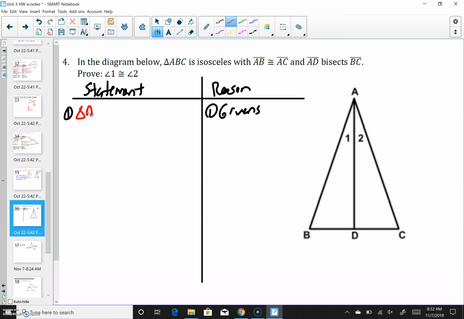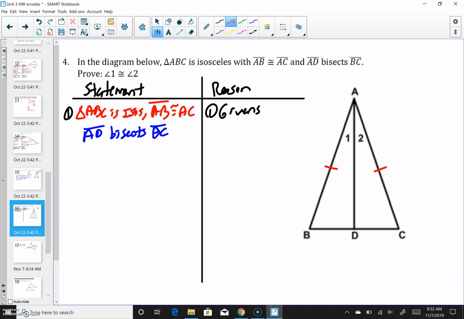So it tells us we have an isosceles triangle, so triangle ABC is isosceles. And then it tells us what the two congruent pieces are, which in this case are AB congruent to AC. Then the other piece of information it gives us is AD bisects BC. All right, so those are our two givens.